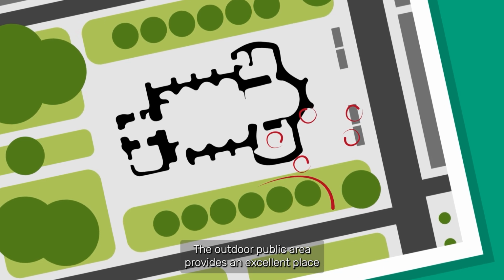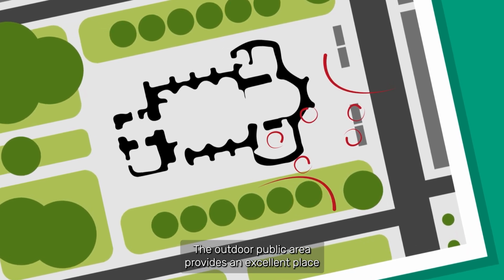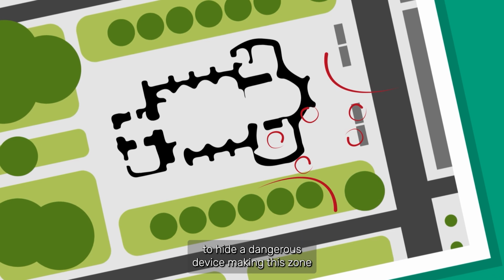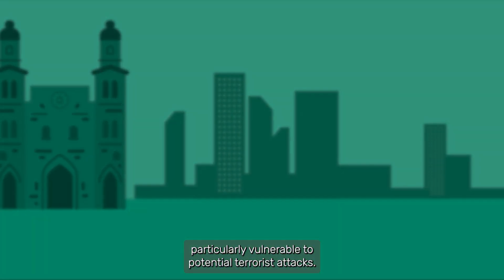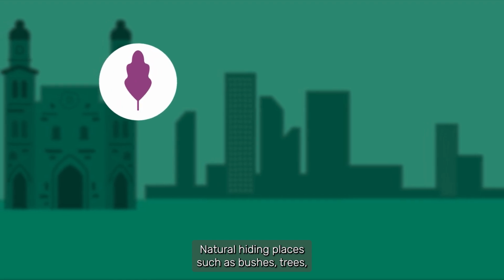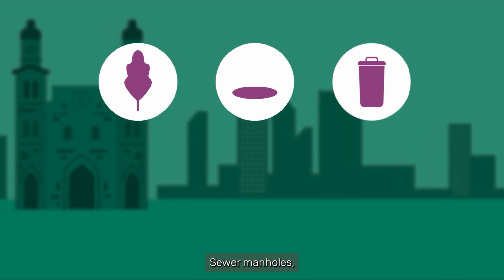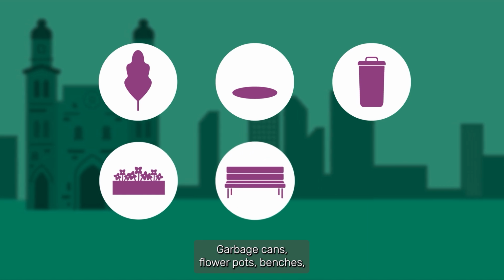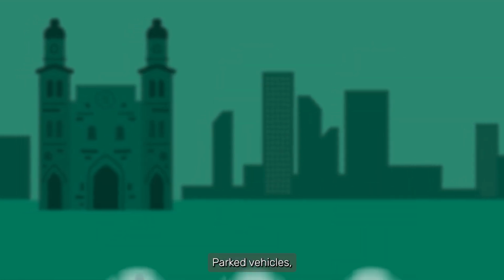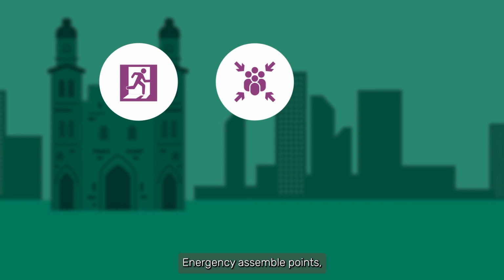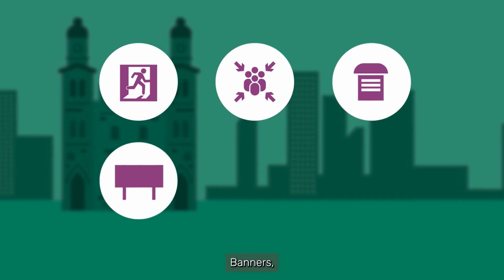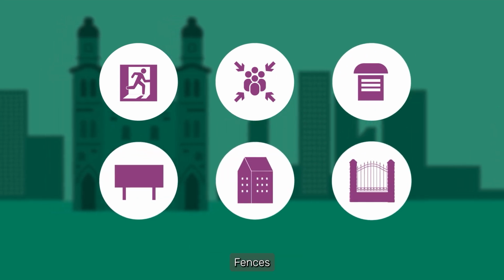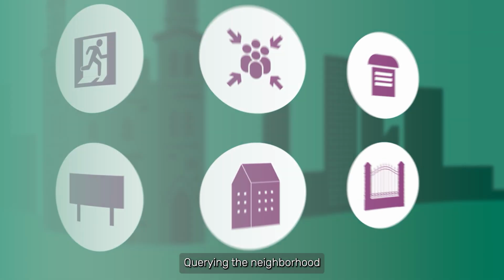The outdoor public area provides an excellent place to hide a dangerous device, making this zone particularly vulnerable to potential terrorist attacks. Natural hiding places such as bushes, trees, sewer manholes, garbage cans, flower pots, benches, parked vehicles, escape routes, emergency assembly points, air intakes, banners, adjacent buildings, fences, querying the neighborhood.